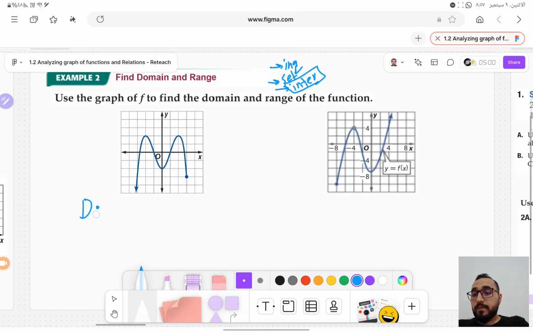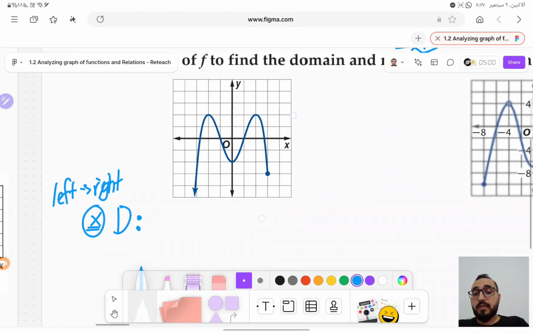So domain is always related to the x-axis, and we always start from left to right. From left to right on what axis? Only x. Now look at the function. Okay, this is the function. Let me put it for you. So this is my function.